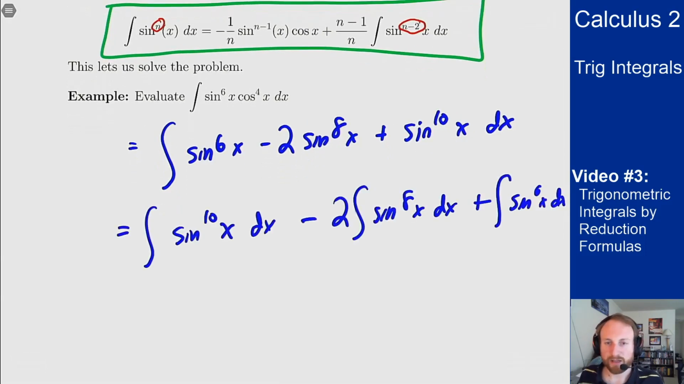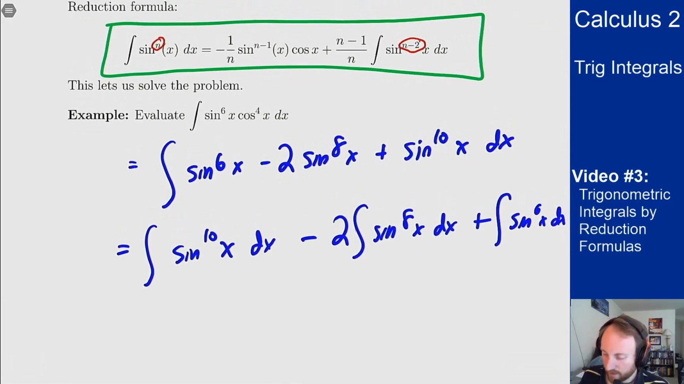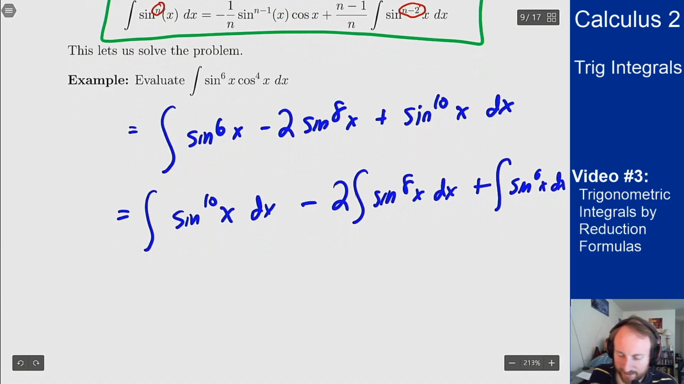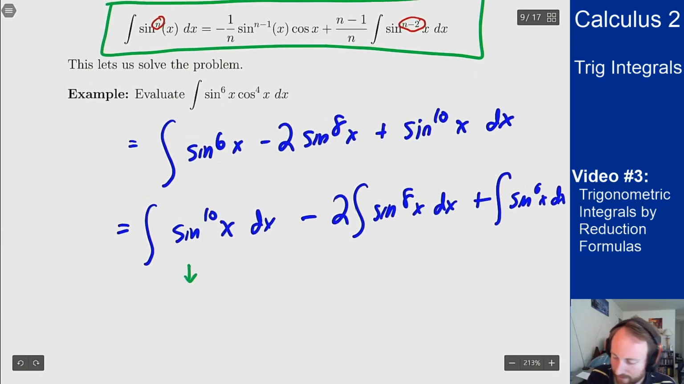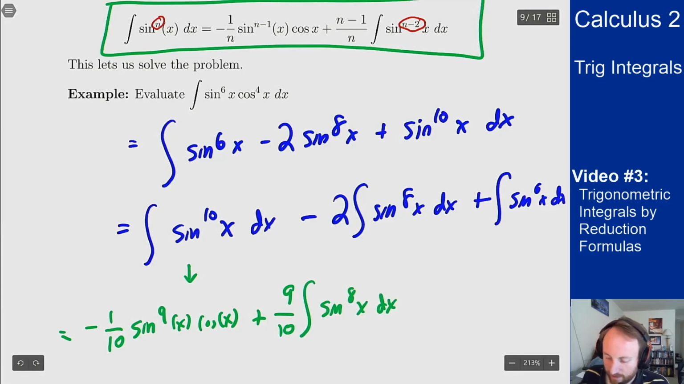And so I split up my integrals into this form here. Now I want to apply this reduction formula up here to the sine to the 10th term. So I'm applying it at n equals 10. Applying at n equals 10 tells me that this integral here I can rewrite as negative 1 over 10 sine to the 9th of x cosine of x plus n minus 1, which is 9 over 10, integral of sine to the 8th of x dx. And now I'm going to write my other two terms in here, just carry them down.